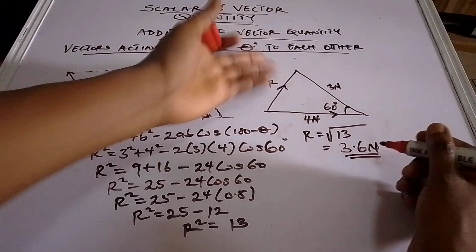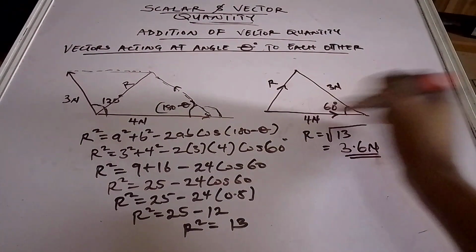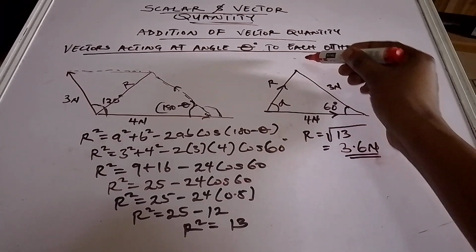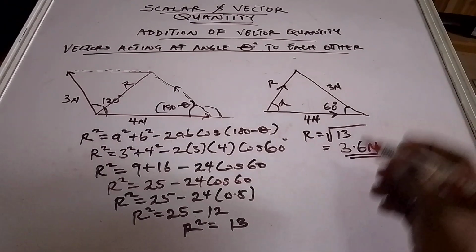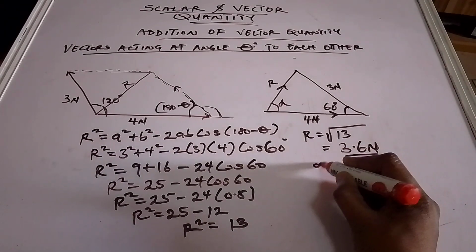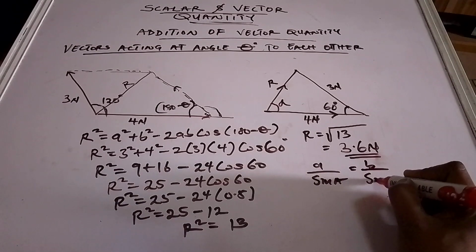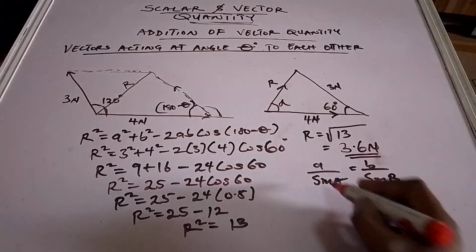So how do you get direction? Remember, the direction is always the angle between the resultant and the horizontal. This angle, the angle between the resultant and the horizontal. This is the horizontal side. So let's look at that. We just say A over sine A equals B over sine B. So where is our A? Our A is going to be 3.